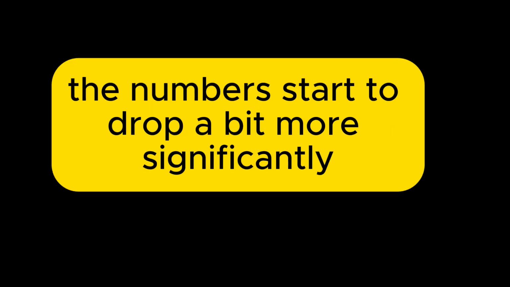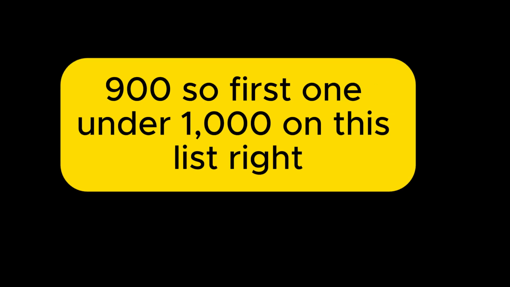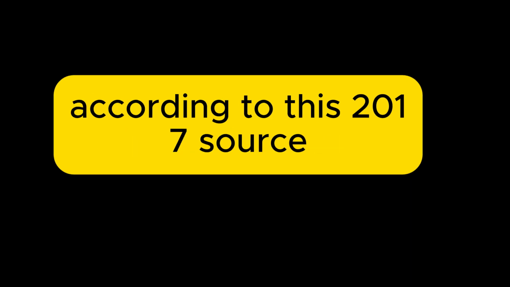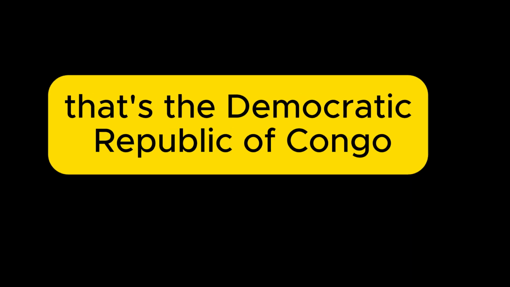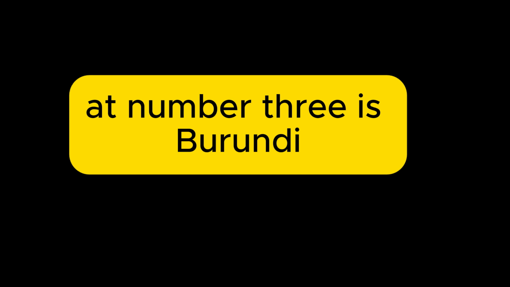Well, the numbers start to drop a bit more significantly now. At number 5, we find Liberia. Their GDP is listed as $900. 900. So first one under 1,000 on this list. Right. Then down to $800 at number 4, according to this 2017 source. That's the Democratic Republic of Congo. DRC, $800. And sharing that same GDP figure of $800 at number 3 is Burundi.